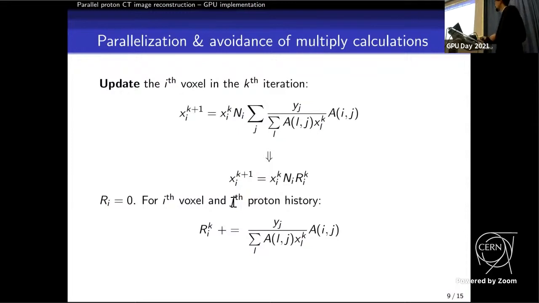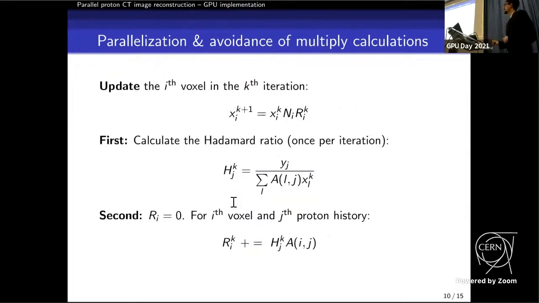And our third modification is about this ratio, because this ratio has a name called the Hadamard ratio, and its physical meaning is that it is the energy loss of the proton divided by the approximated energy loss of the proton based on the approximation of the distribution in the previous step. Okay, so we can calculate this ratio for the proton, and later just use it to update every element of the ratio vector for every voxel which has an interaction with the proton.